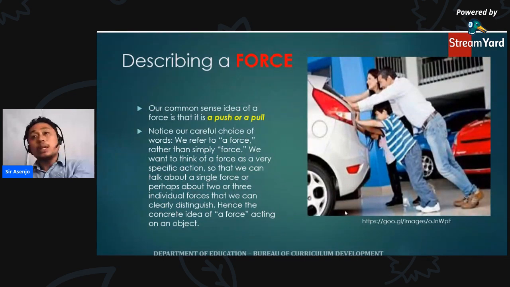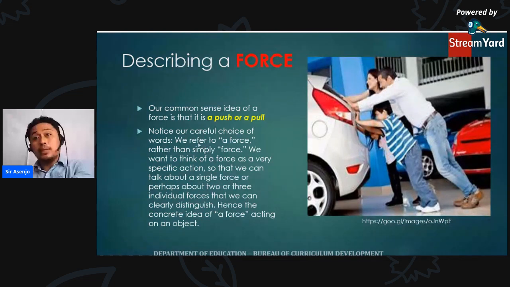Let's talk about force. What have you observed with the picture? What do you see? You see a family. You have the father, the mother, and the kids pushing the car. So what does it show? It shows force. Perfect. Our common sense idea of force is that it is a push or a pull. In the picture, you see a push. So this is a good example of a force.